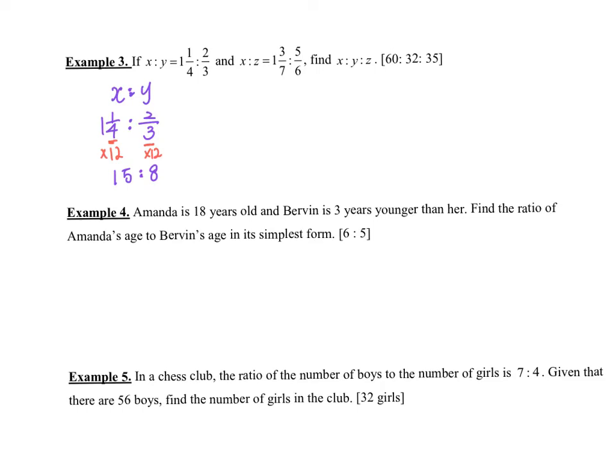Next one, at the same time, they tell me x is to z is given by 1 and 3 over 7, 5 over 6. Can you tell me how to get rid of the denominator and change it into integers? Well, this is 7, this is 6. So what's the LCM for 7 and 6? I'll take 42, right? So I'm going to multiply by 42 throughout to each of the ratio. So for this, after I multiply by 42, I get 60. Oh no.